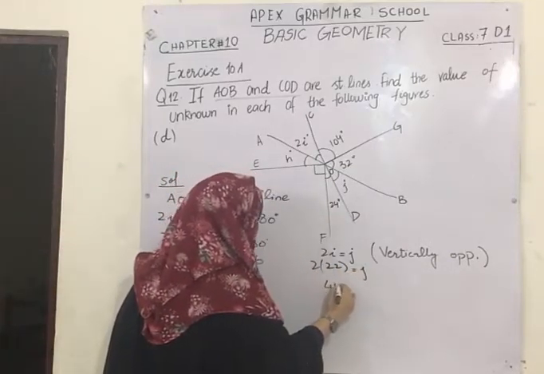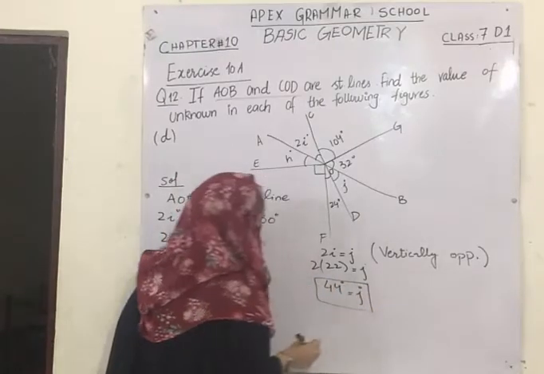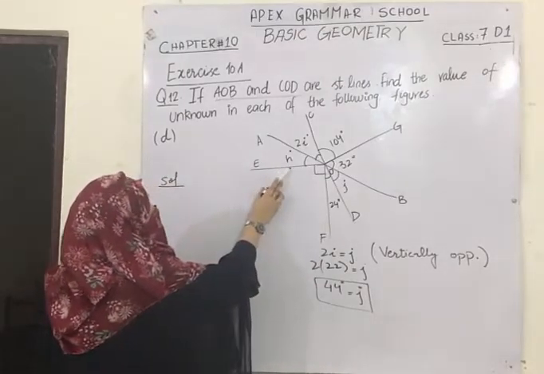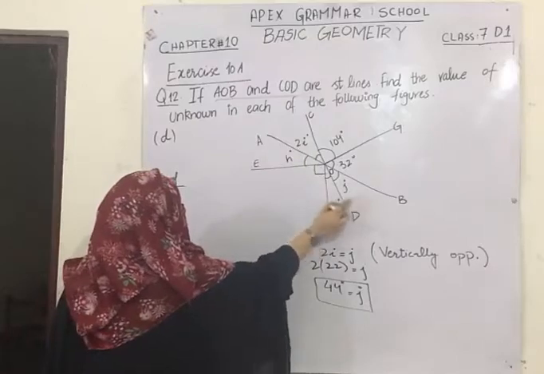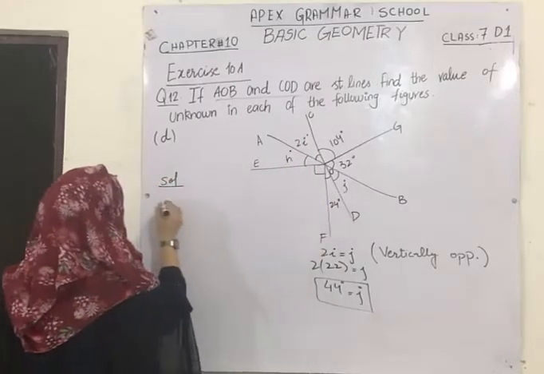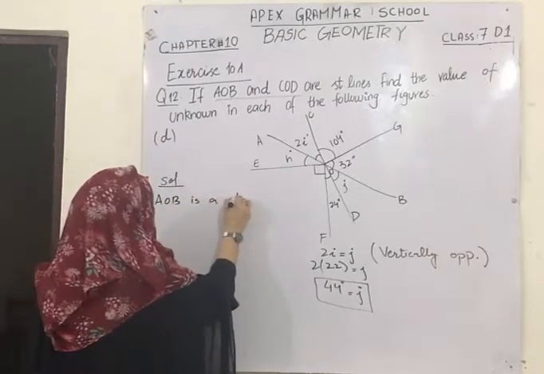So it will be 44 is equal to J. So the value of J is 44 degrees. Now I want to find the value of H, for which I am going to use that AOB is a straight line. So all these angles will add up to make 180 degrees.